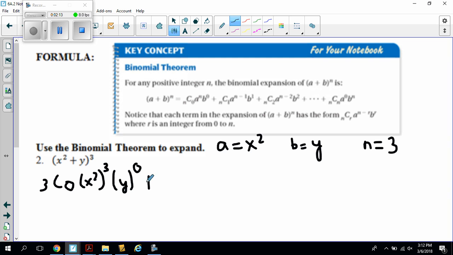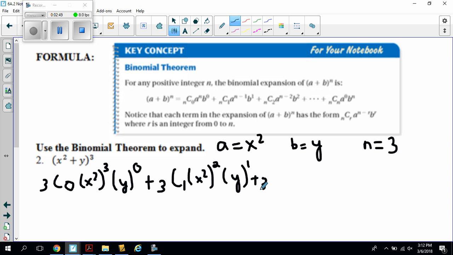Okay, now we do our next combination, so we do 3 choose 1. And we multiply by our a value, which is x squared. Now, since we started at the biggest exponent, what we're going to do is decrease. So we go from 3 to 2. And then we multiply by our b value. And here, we're going to increase in our exponent. So we go from 0 to 1. So notice that our r value and our exponent on the b is exactly the same. If we added our two exponents, 2 and 1, it should add up to our n value.